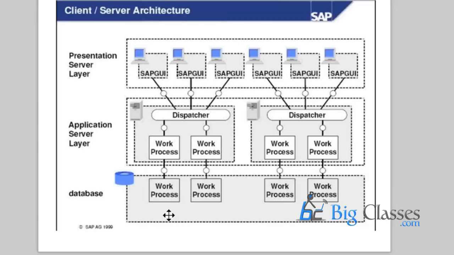Exactly. Now, out of these three layers, the first two layers are SAP components, SAP provided software. The presentation layer as well as the application layer, both are SAP provided software. It comes from SAP. The last layer that we have is called the database layer. Now the database layer is not an SAP component. It is not provided or sold by SAP.